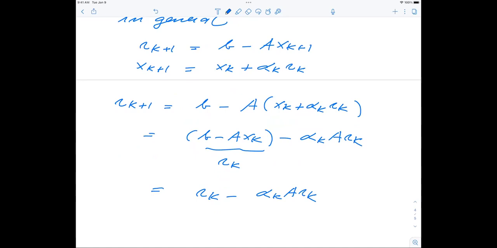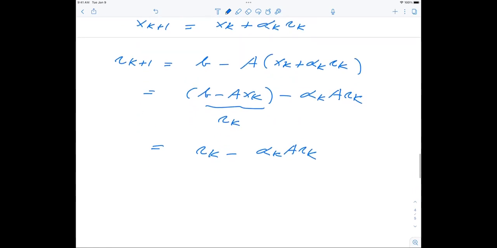Now, what we want is the following. We want that R of k plus 1, if it converges, should be equal to 0. That's the convergence criterion which we have defined. Because when we have reached the correct solution, the residual has to go to 0. Because that sounds reasonable, right? I mean, nobody would argue against that.